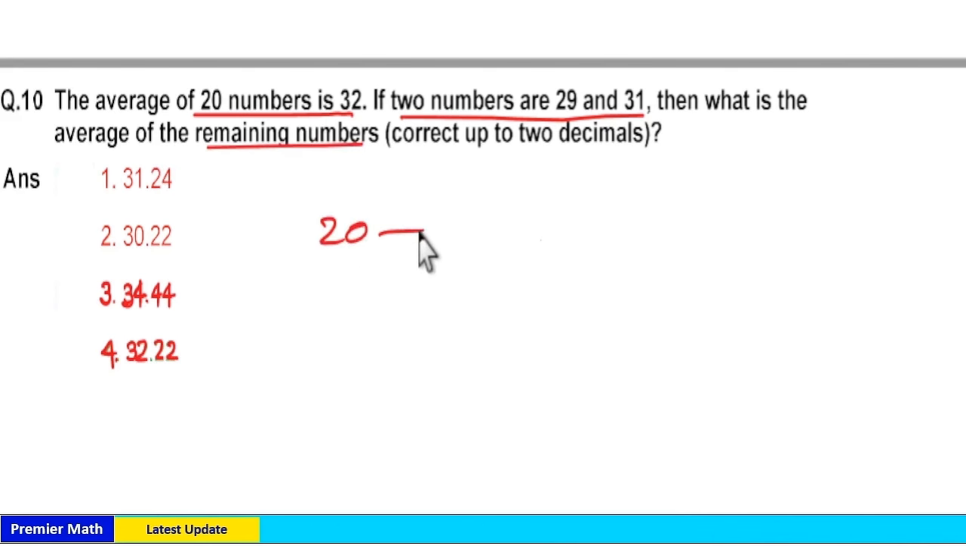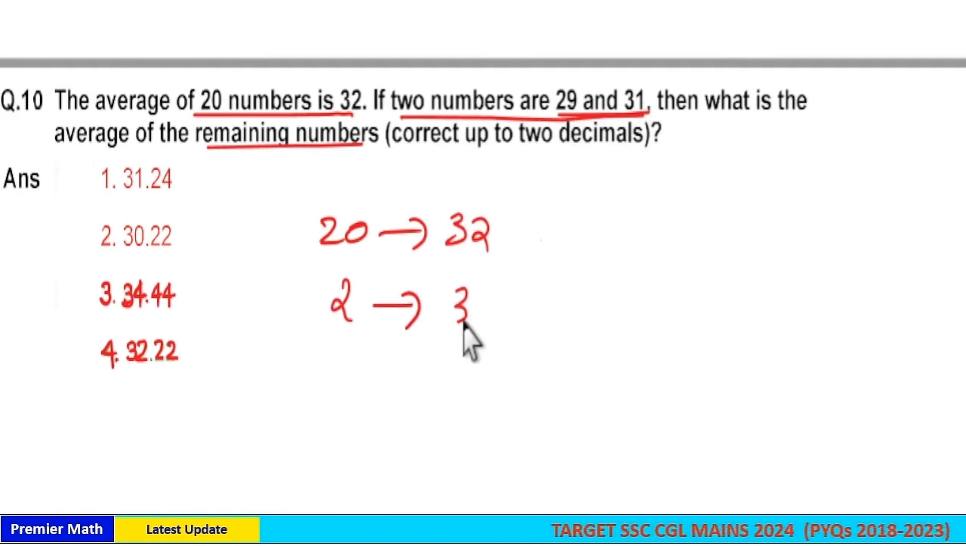Here 20 numbers average is 32. And two numbers are 29 and 31, which means if I add 1 here, this will become 30 and 30. So two numbers average is 30. Now we have to find average of remaining 18 numbers.